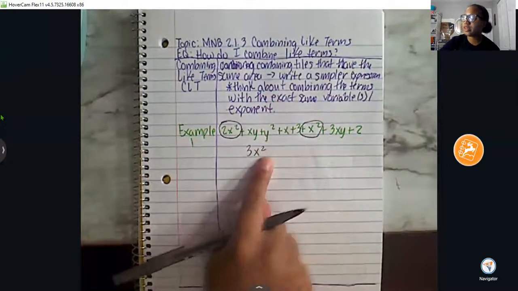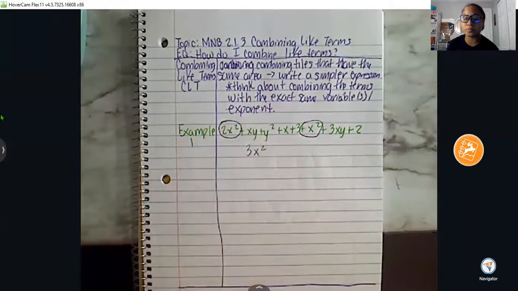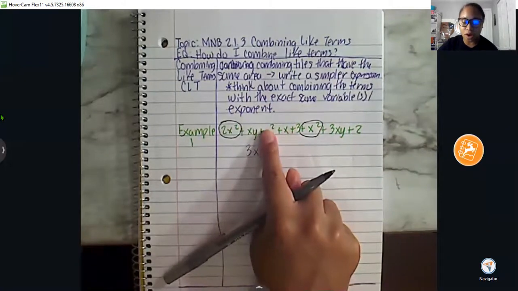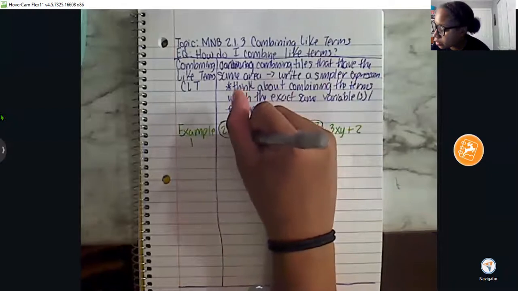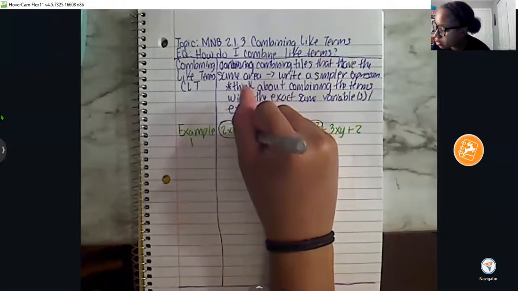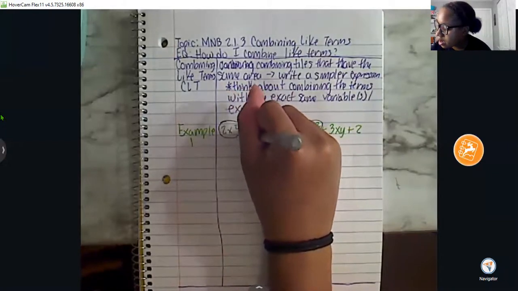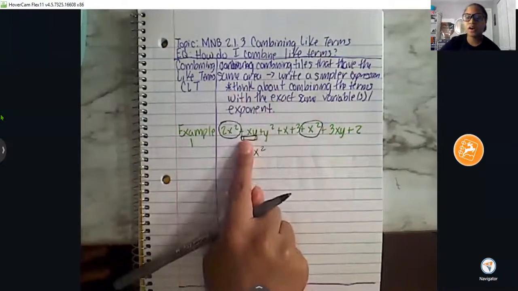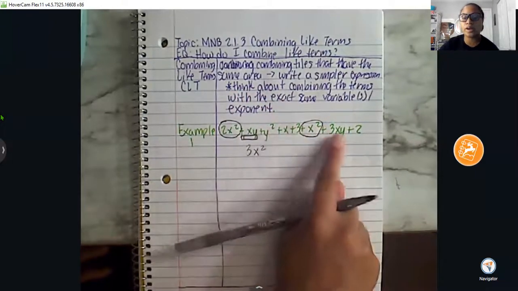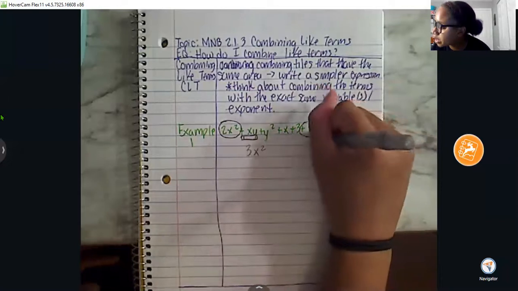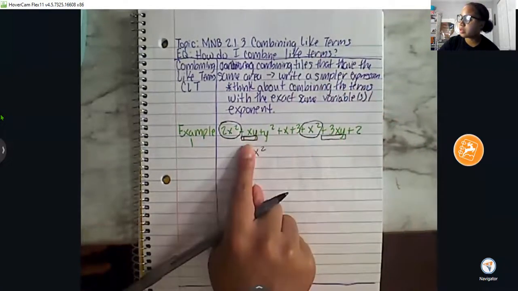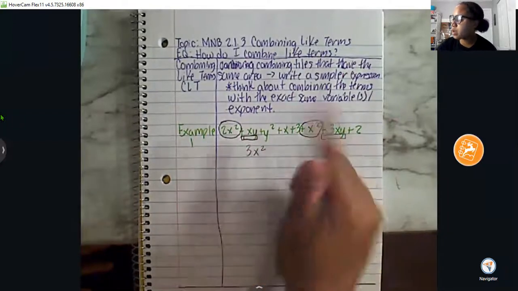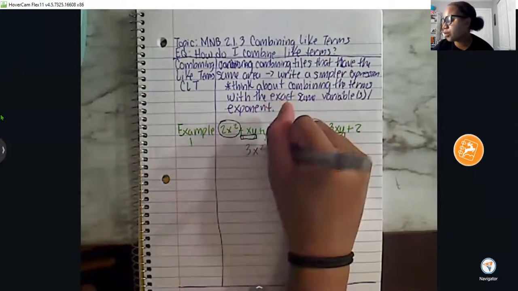So then after I get the 3x squared, I go to my next term. And I say, oh, I have an xy. So for my xy, I'll put a rectangle underneath. And then I'll see plus xy, and I'll look for another xy, and I see, oh, there's another plus 3xy, so I'll put a rectangle underneath that one. So then I'll say 1xy plus 3xy, that should give me plus 4xy.